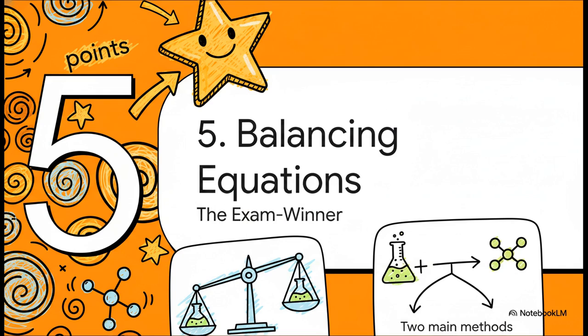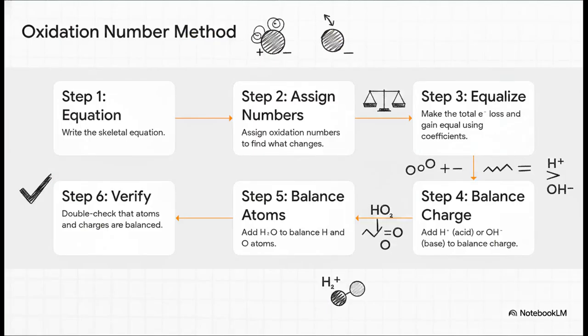Okay, deep breath. We've arrived at the big one. This is the skill that separates the pros from the rookies, and it is an absolute game winner on exams. Balancing redox equations. There are 2 main ways to do it, and we're going to walk through both. First up is the oxidation number method. This is a super logical, step-by-step recipe. You start by assigning all the oxidation numbers to see who's changing.